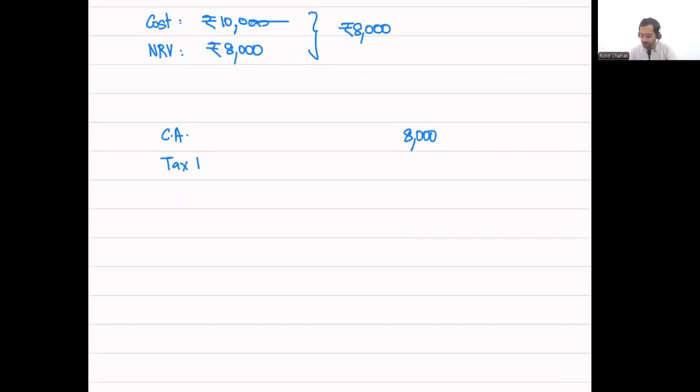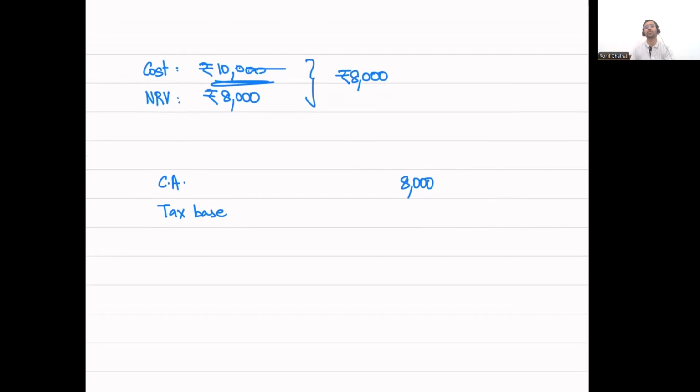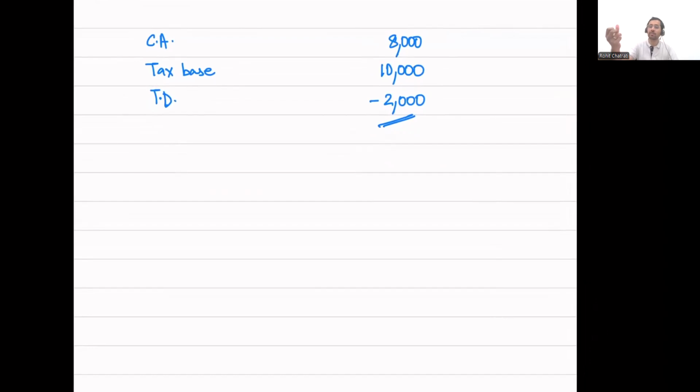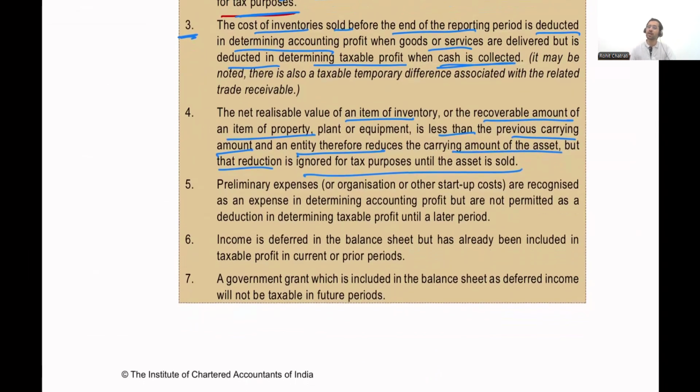Therefore, my tax base, which represents the amount that will be deductible in future, is going to be equal to 10,000 rupees. Why? Because when I sell this inventory, the original cost of inventory will be allowed as a deduction. Therefore, my tax base will be 10,000 rupees, and my temporary difference is going to be minus 2,000 rupees, which represents my future deduction. 8,000 represents my future taxable profit. 10,000 represents the future deduction that I'm going to get. So 2,000 negative represents the net future deduction. This is classified as a deductible temporary difference on which I have a deferred tax asset recognized. So that is with regards to point number 4.